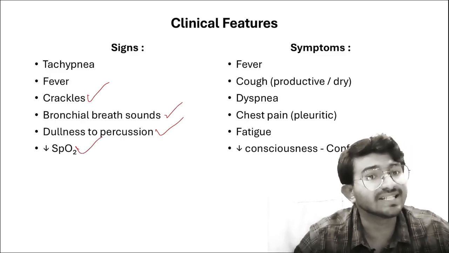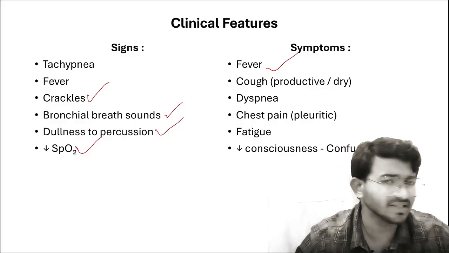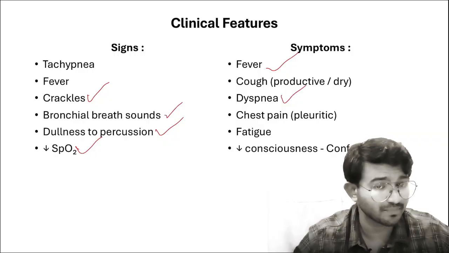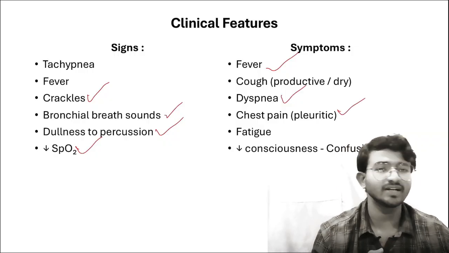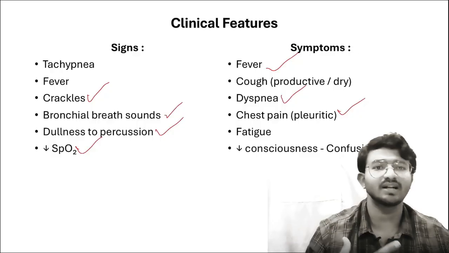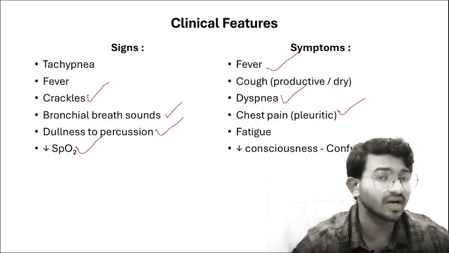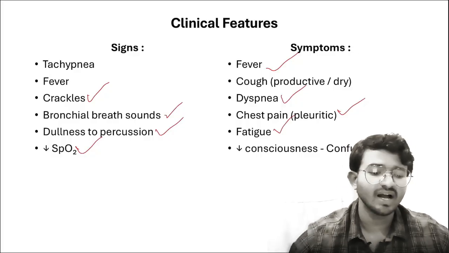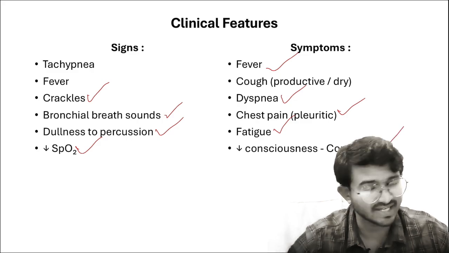Next, in symptoms, fever and cough: it must be productive in typical, dry cough in atypical pneumonia. Next, dyspnea, that is difficulty in breathing, shortness of breath. Next, chest pain, because the lung is not expanding properly, so that lung will get tired and it will cause pain. That condition we call pleuritic chest pain. And the patient will get fatigue because of hypoxemia, reduced consciousness and confusion. So these are the clinical features.